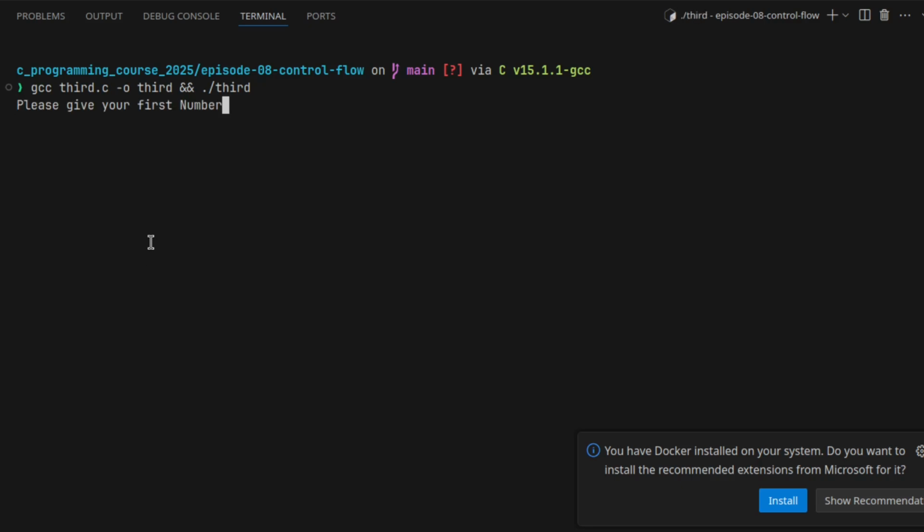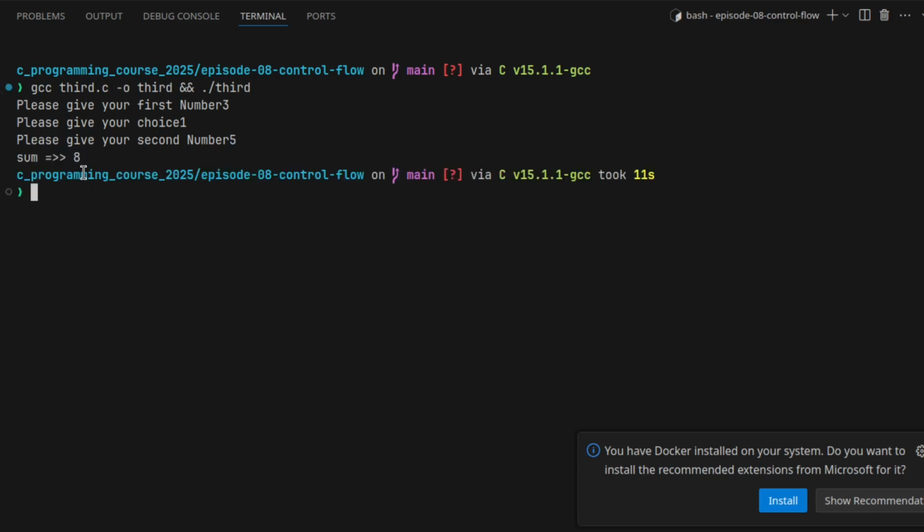Please give your first number: 3. Please give your choice: my choice is 1. Please give your second number, which is 5. Then the answer is 3 plus 5 is 8, because our choice is 1. Sum is 8. Very good.